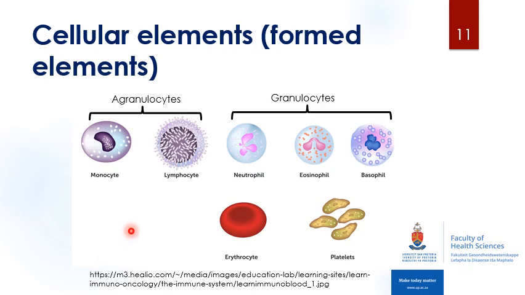So your white blood cells are very important for your immune response. And your white blood cells can be split into two categories. Your agranulocytes, which are your monocytes and your lymphocytes. These cells tend to have no granules in their cytoplasms. And then you have your granulocytes, which are your neutrophils, your eosinophils, and your basophils. And they do have granules in their cytoplasm.